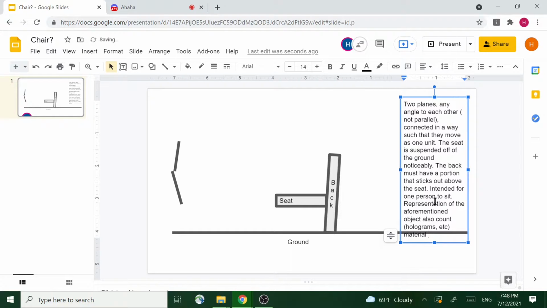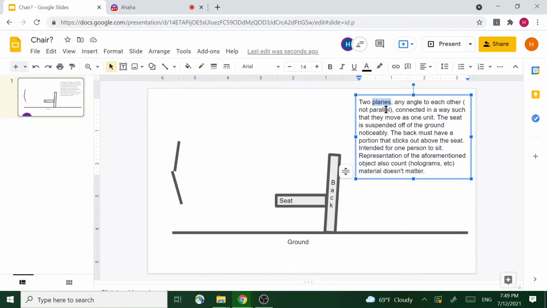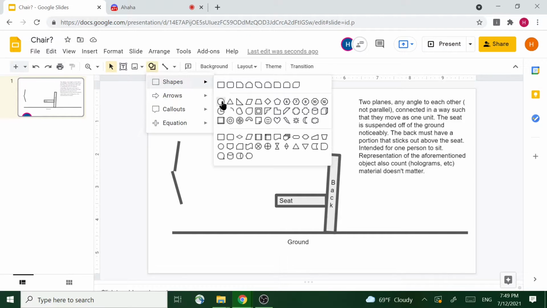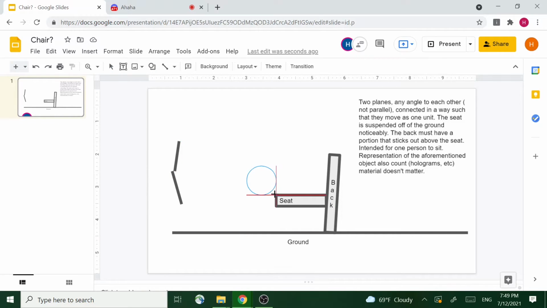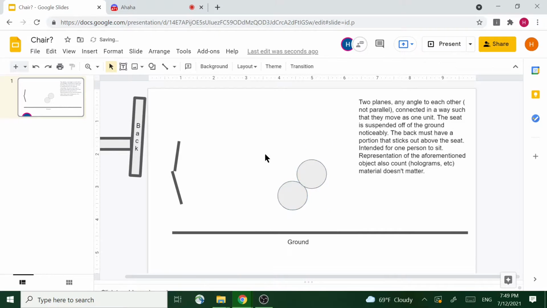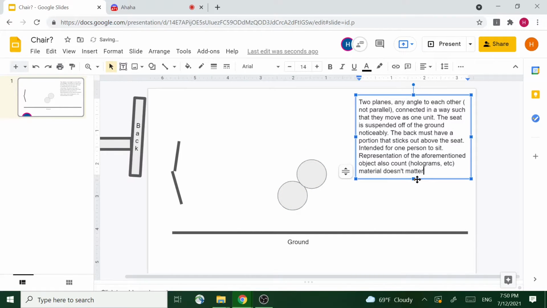Material does not matter. Does the shape of the seat matter? Probably. Does it have to be an oblong thing? So it does, I guess it needs to be there. It needs to be something you can sit on, so it can't be like a triangle. But if I turn the seat and the back both into circles, is this a chair? That's fine.